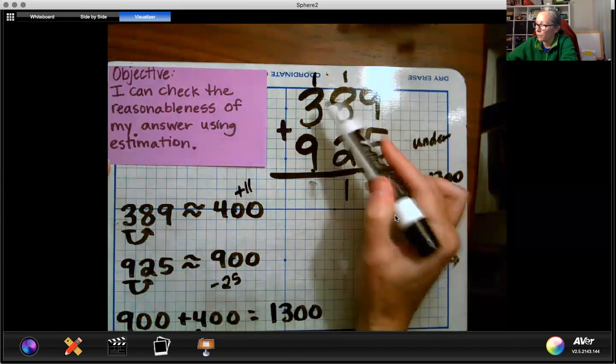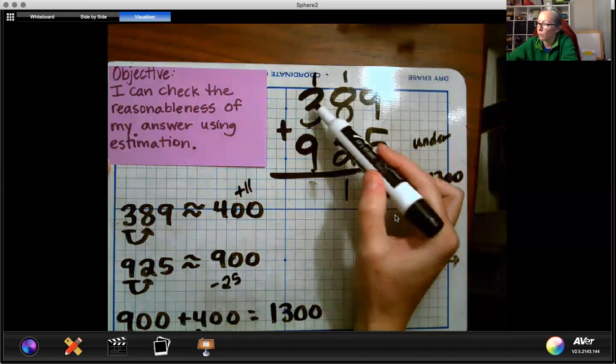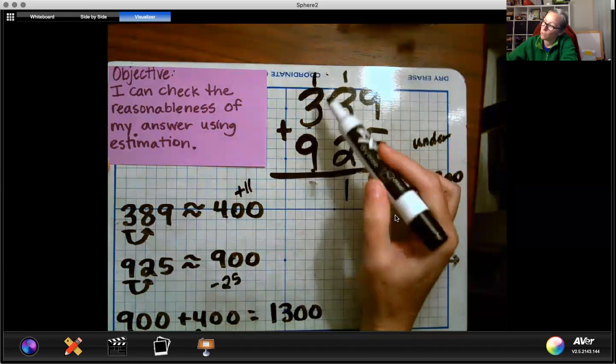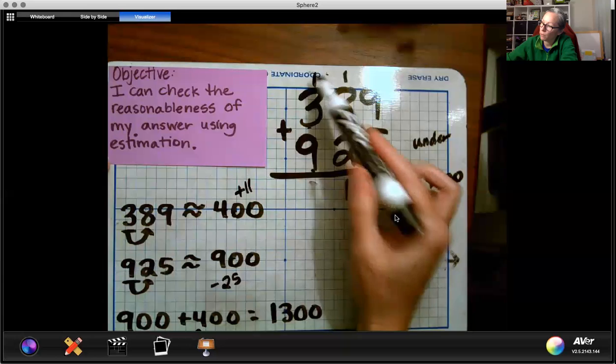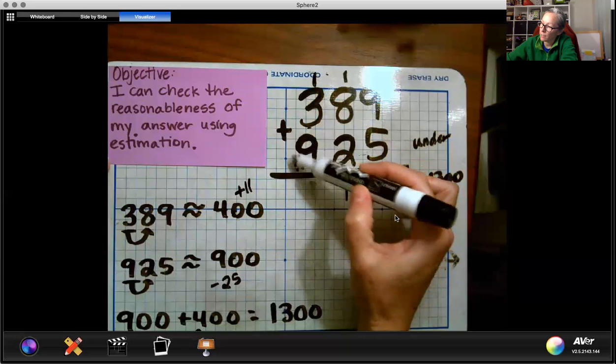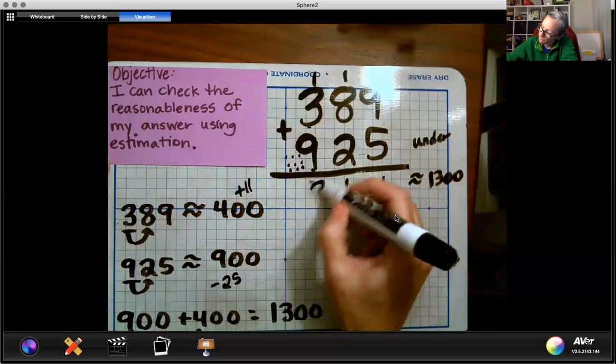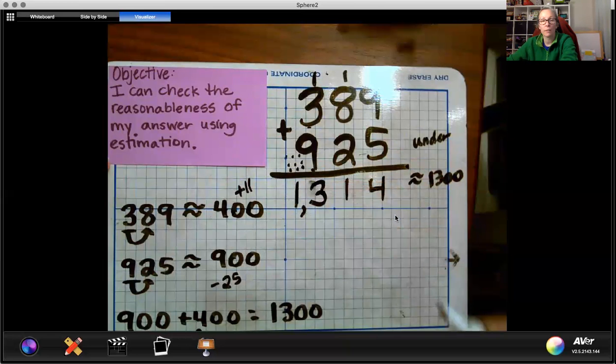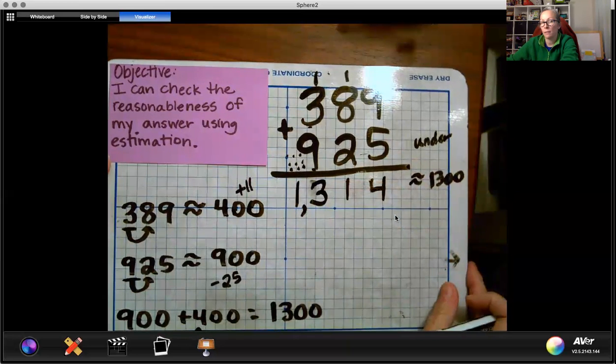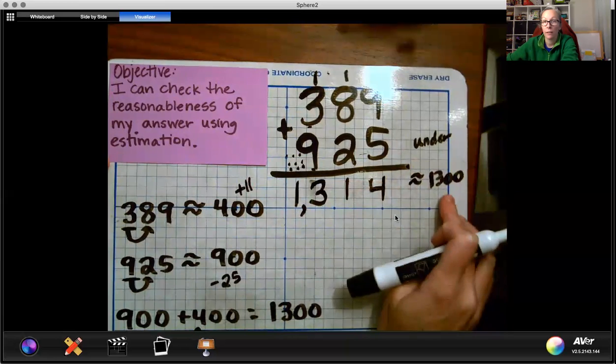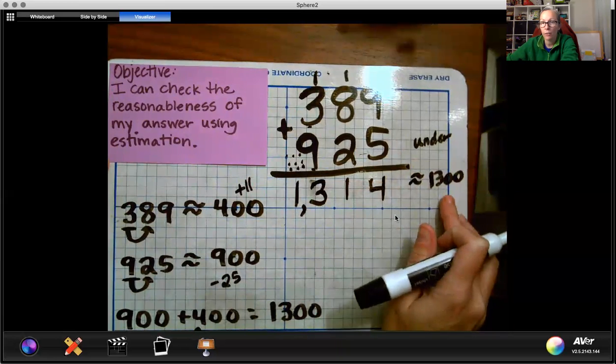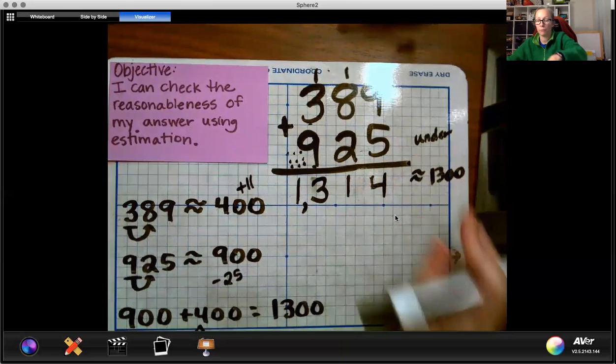So now I have 1 hundred plus 3 hundreds plus 9 hundreds. So I'm going to say 3, 4, 5, 6, 7, 8, 9, 10, 11, 12, 13. So my actual answer is 1,314, which is a little more than my estimation. So now I know that that answer is reasonable.